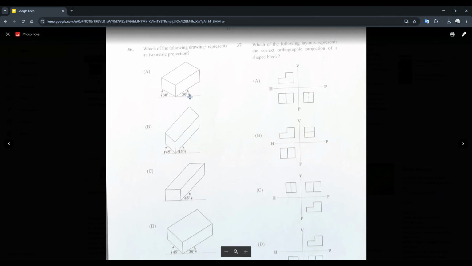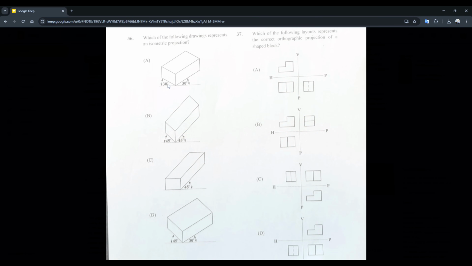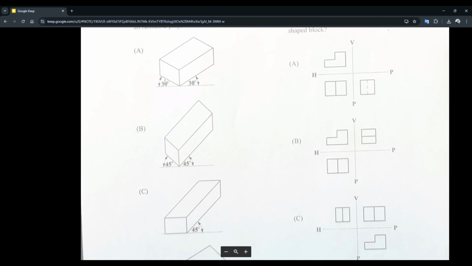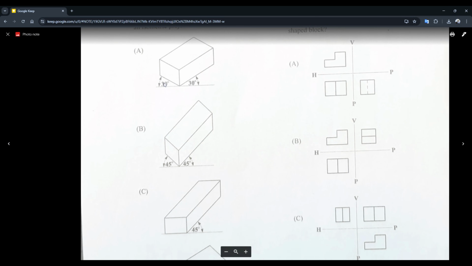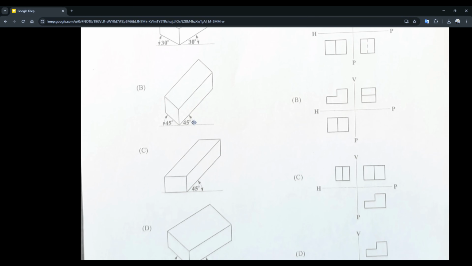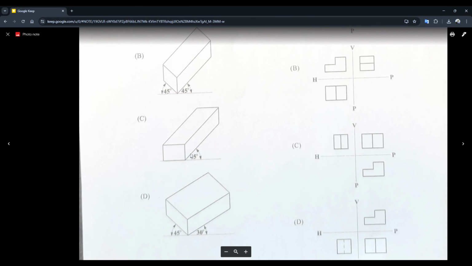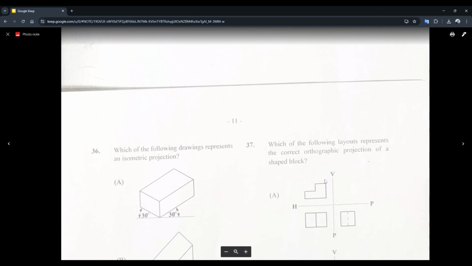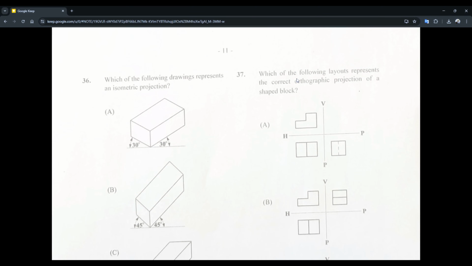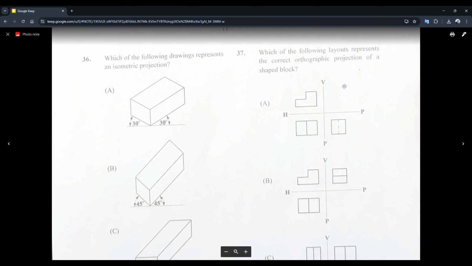Number 36, which of the following drawings represents an isometric projection? Right away, the answer is A, because an isometric projection has receding lines at 30 degrees. So that's these two. This is at 45. This is 1. This is oblique. And this is 30 and 45. So number 36A.